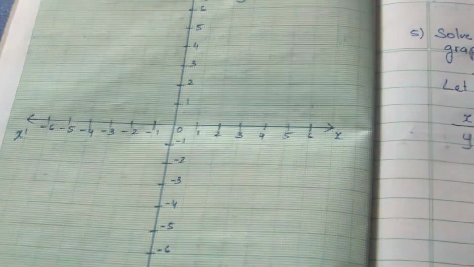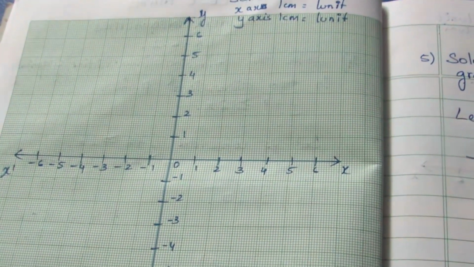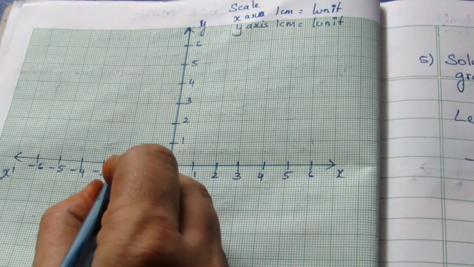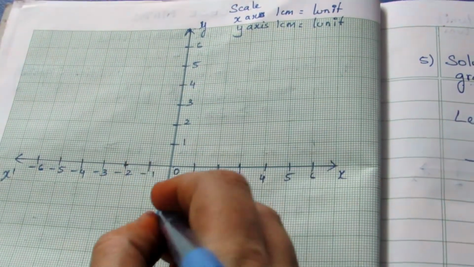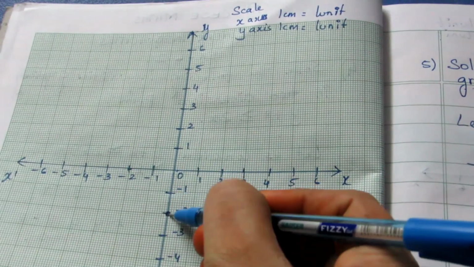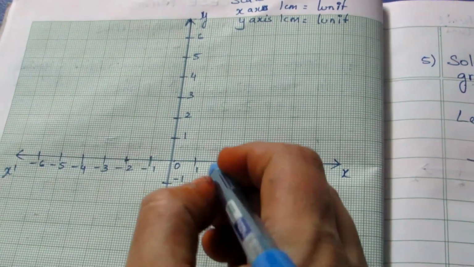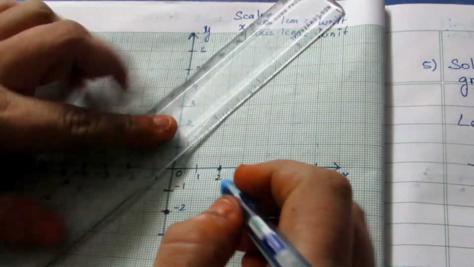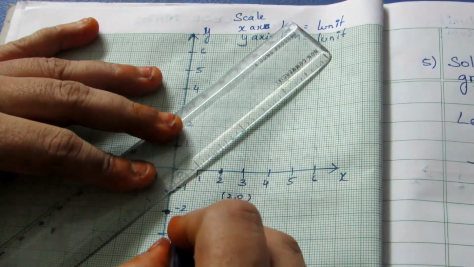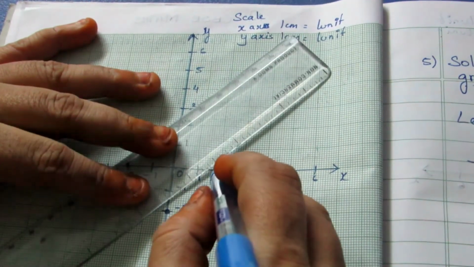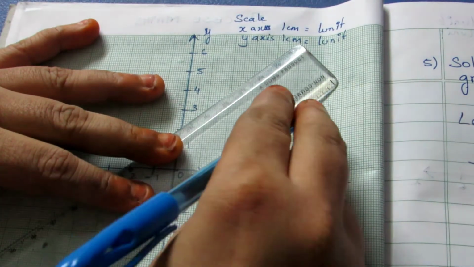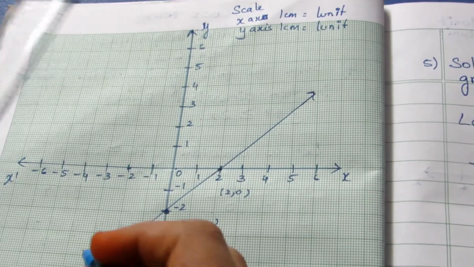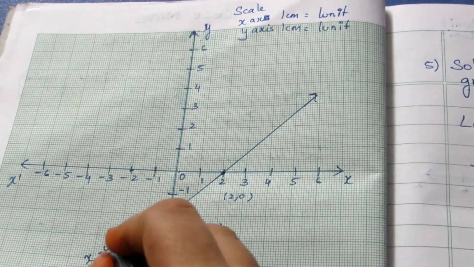Now let's see here. I have drawn the graph. So 0 comma minus 2 is here: 0 in the y axis and minus 2. Now 2 comma 0: 2 in the x axis and 0, so 2 comma 0 is here. Join these two points and we get a graph. This is the graph of the equation x minus y is equal to 2.